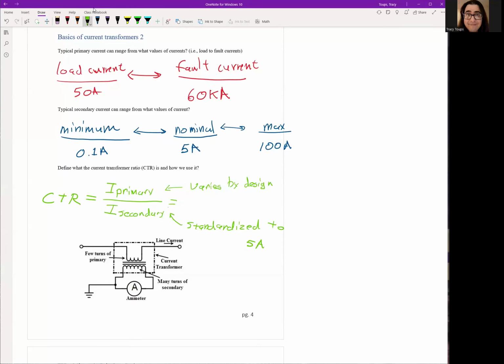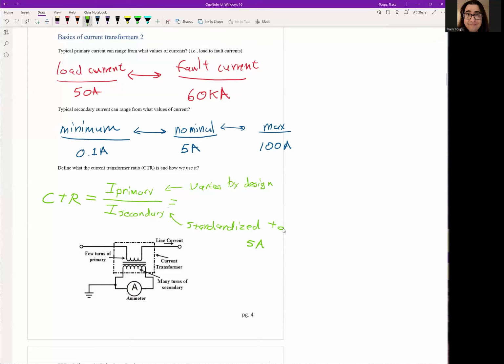Okay, so when we do our calculations, we could think, well, if I want a CTR, I know my I secondary should be 5 amps. Let me calculate what my primary current is going to be, and that's my CT ratio. Okay. So the big thing here is look at your mins, look at your maxes, figure out the CT ratios. That's the gist of designing a CT.